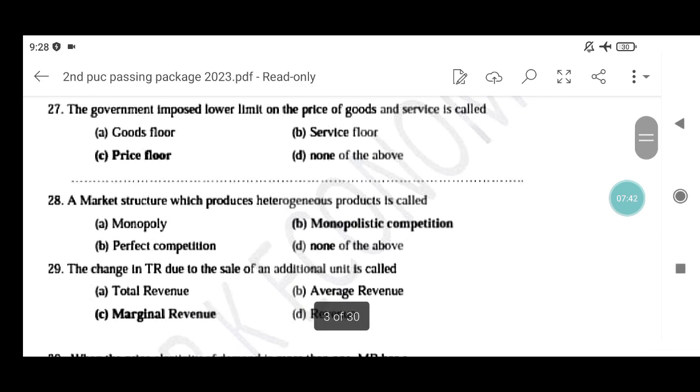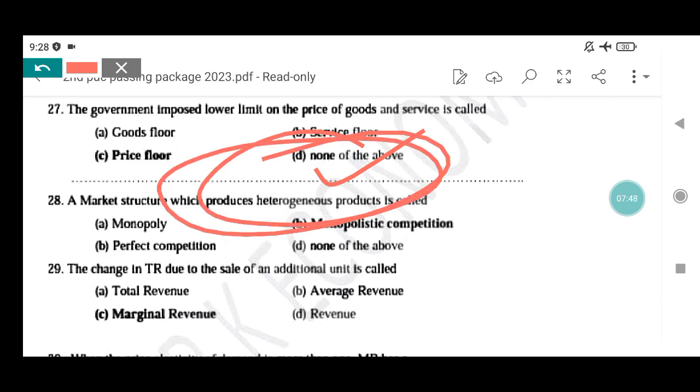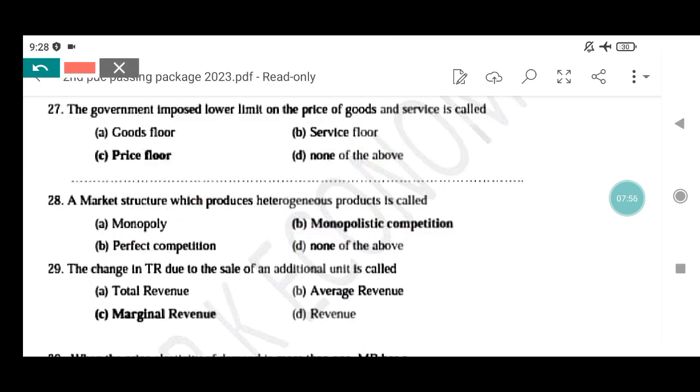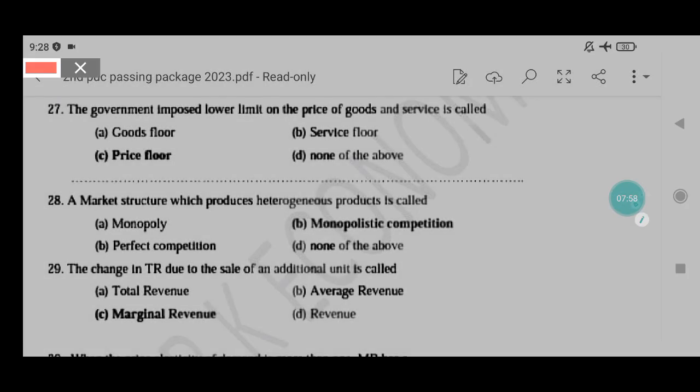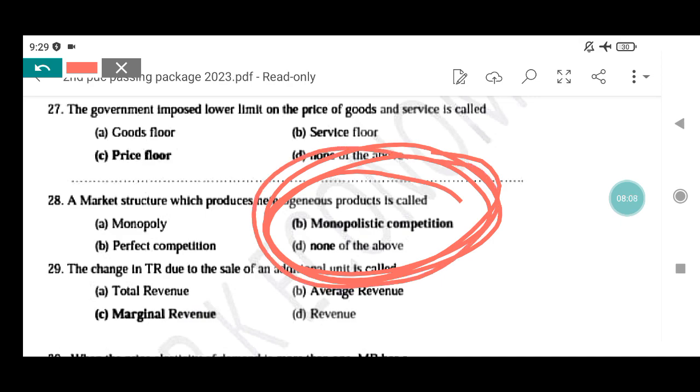Next one is, the market structure which produces heterogeneous products. What is a heterogeneous product? Variety of products that are not the same. If the market structure provides these kinds of heterogeneous products, it is considered a monopolistic competition, not monopoly competition.